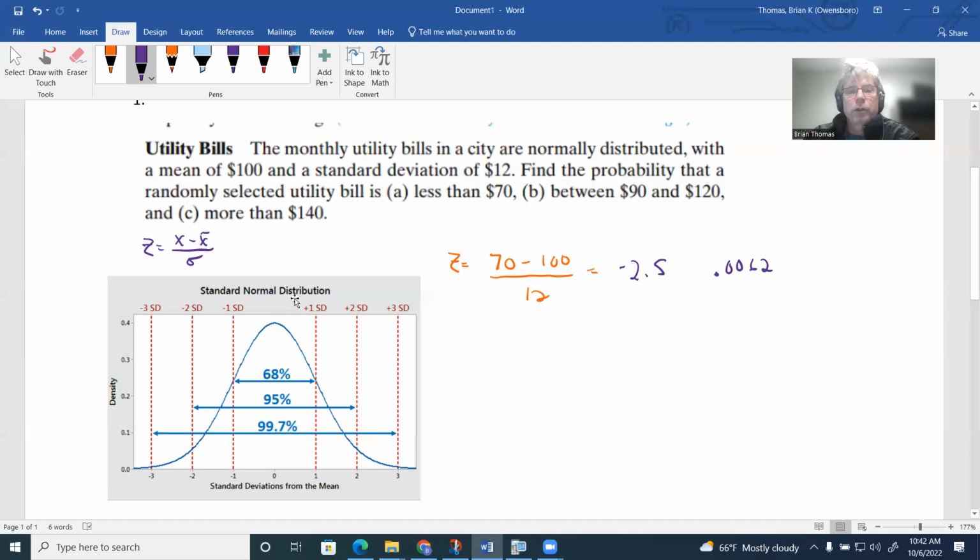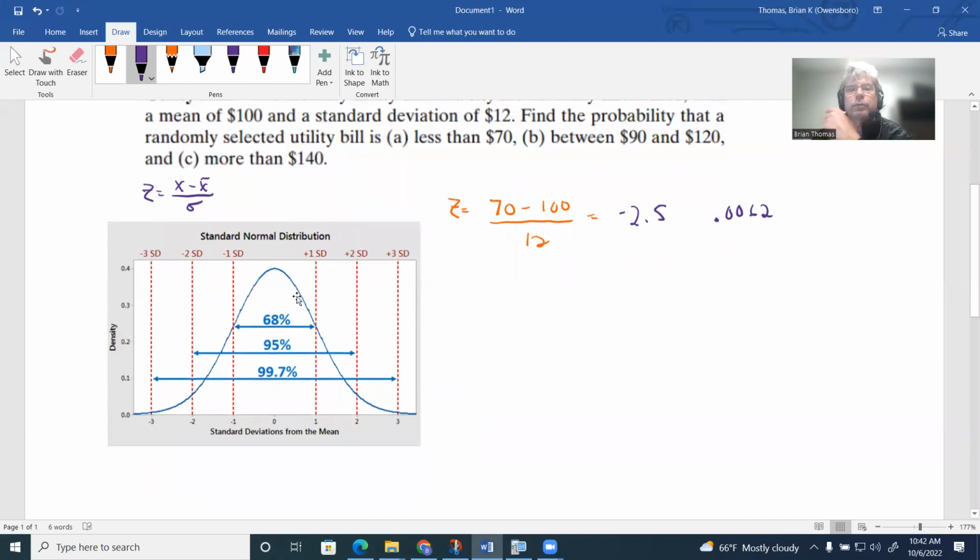So if we put this into perspective, negative 2.5 would be about here. Again, it says less than, so remember that is to the left. So that looks like there's not much of a chance of the probability. So our probability would be 0.0062. That's not much of a chance. So that's what we have there for the first one.